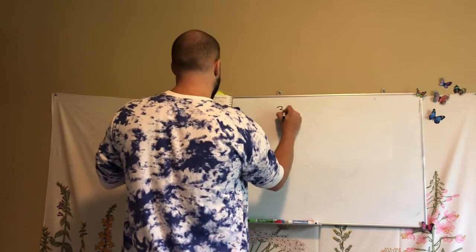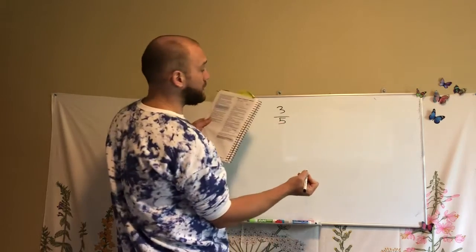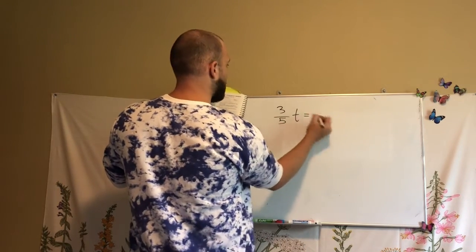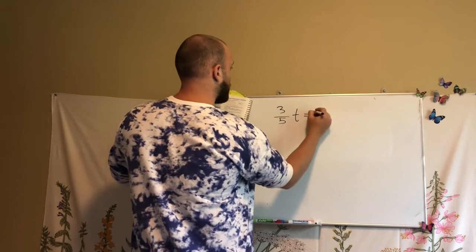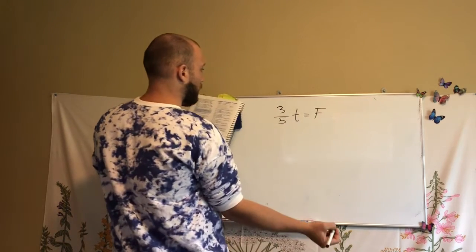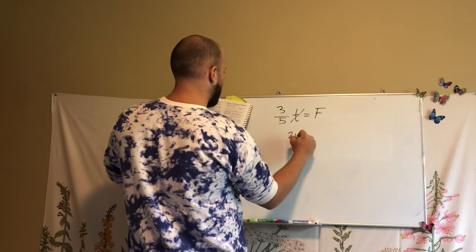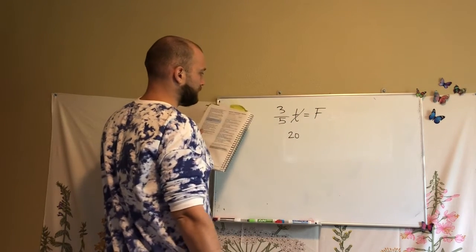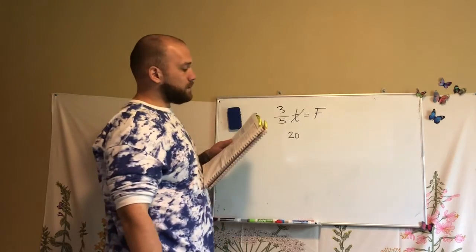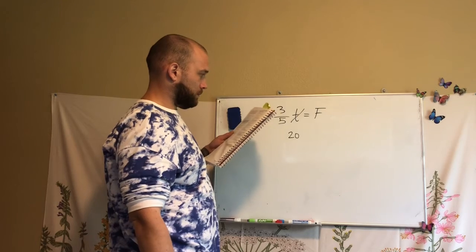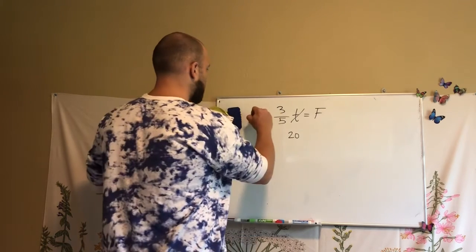So 3/5 of the means multiply, trees, were, equals is what that means, firs. And what do we know? T. Cross out T, put 20. This is all you need to do for this part. You do not need to solve it. Next one. So this is A.